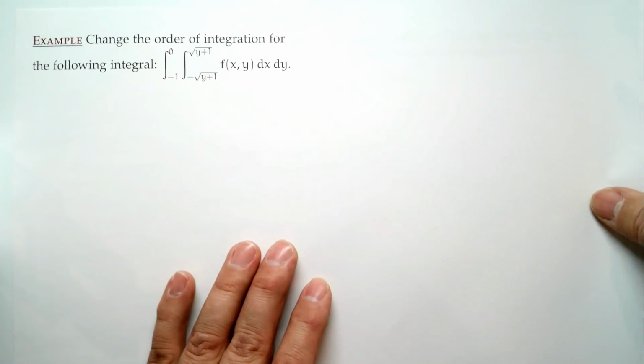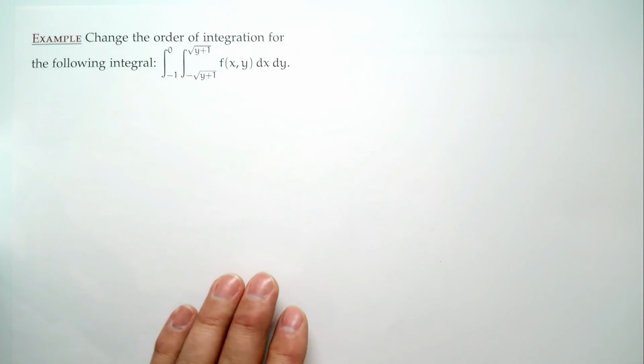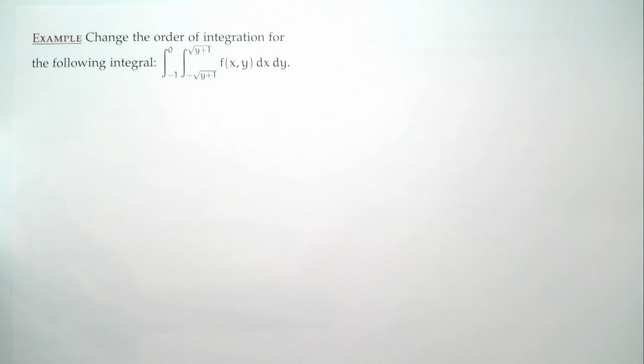Change the order of integration for the following integral. Integral from -1 to 0, integral from negative square root of y plus 1 to positive square root of y plus 1. All right. Do you remember our steps? What do we start doing?